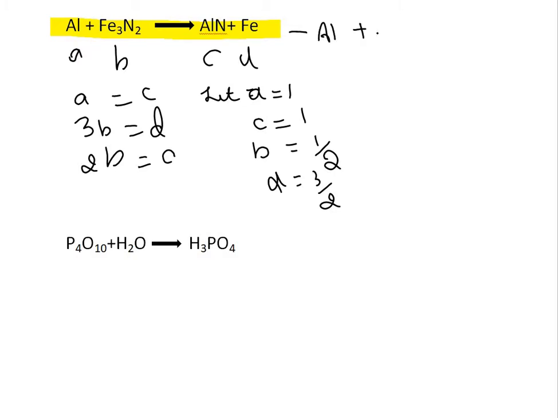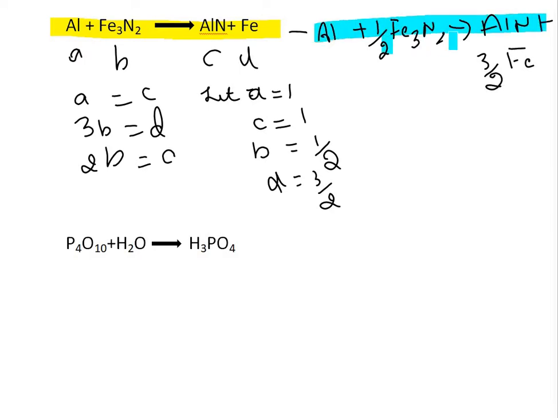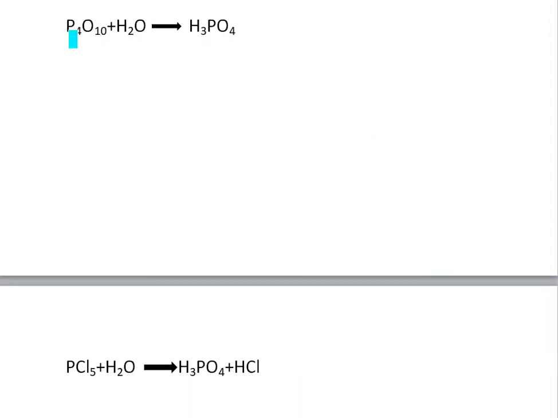So put those values in this equation, you will get Al plus 1 by 2 Fe3N2 gives rise to AlN plus 3 by 2 Fe. So this is one of the balanced equations. You can just cross check in any method. This will be the balanced one. Crisscross in any method, you will get the same balanced equation.